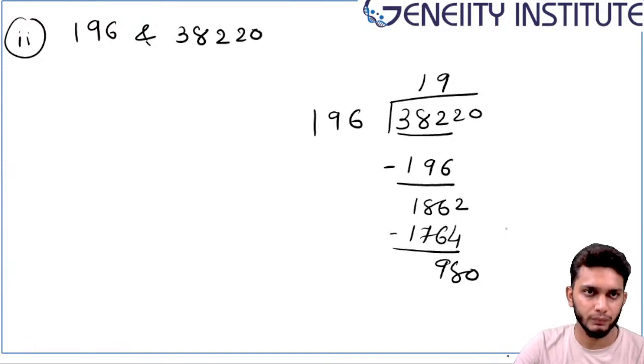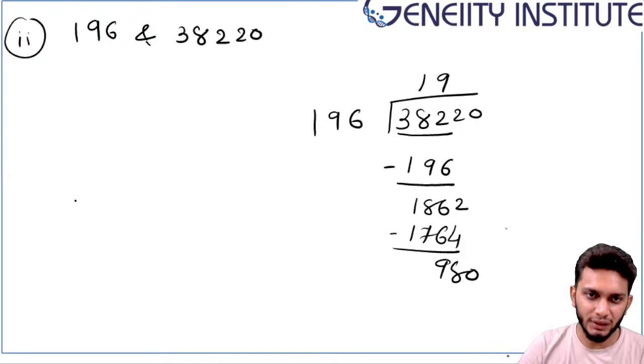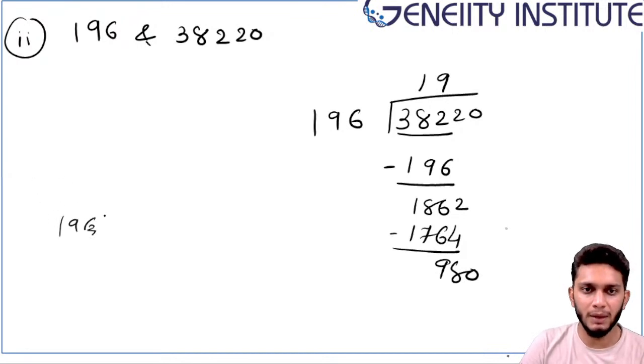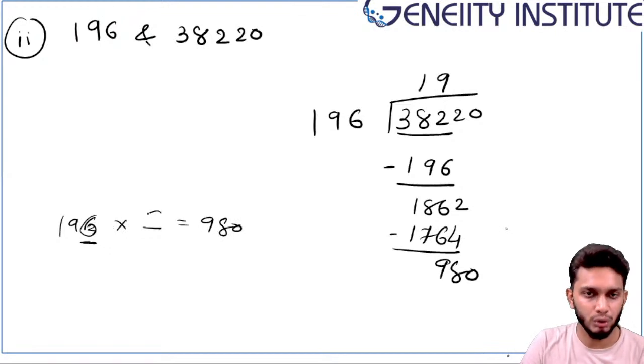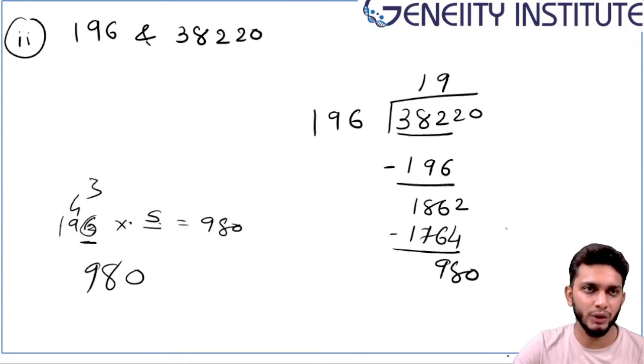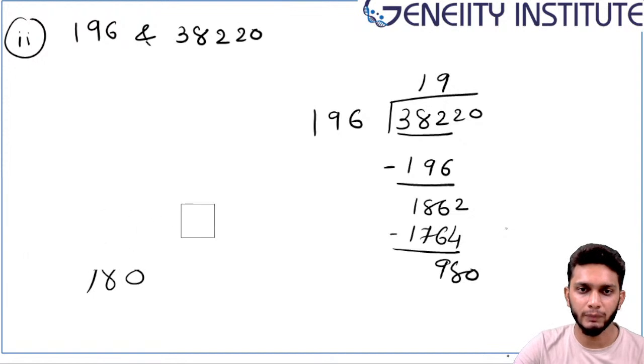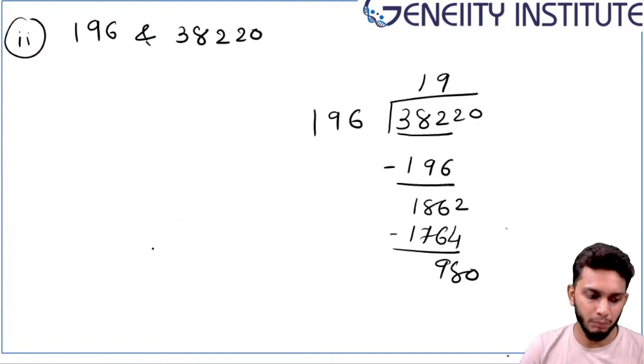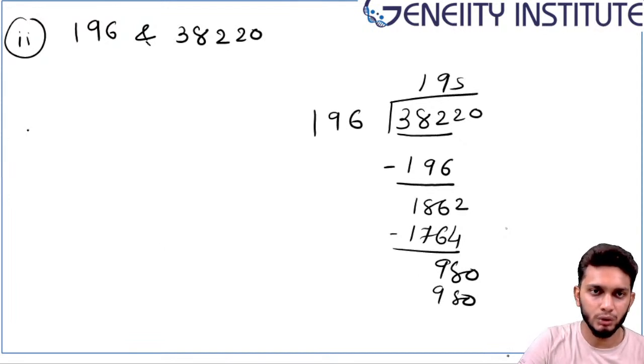Now next, 196 multiply by which number so that we get 980? You know that 6 multiply by 5, then we get 0. So see, 6 5s are 30. 9 5s are 45 plus 3, 48. 4, 5 1s are 5 plus 4, 9. So 980. So we get the answer 980. So 196 multiply by 5 is 980.